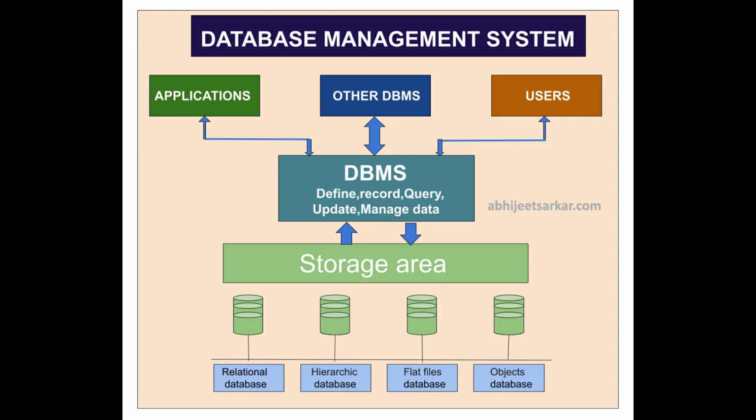Abhijitsarkar.com. 16. What is the difference between an instance and a schema in a database system? Answer. An instance is a specific occurrence of a database at a particular point in time, while a schema is the overall structure or blueprint of the database. The instance represents the current state of the database, while the schema defines the logical and physical organization of the data.